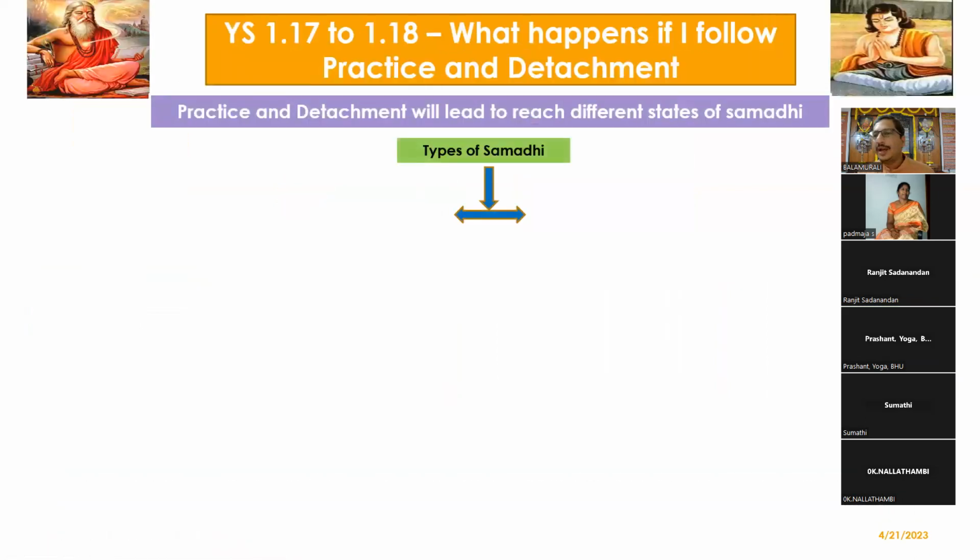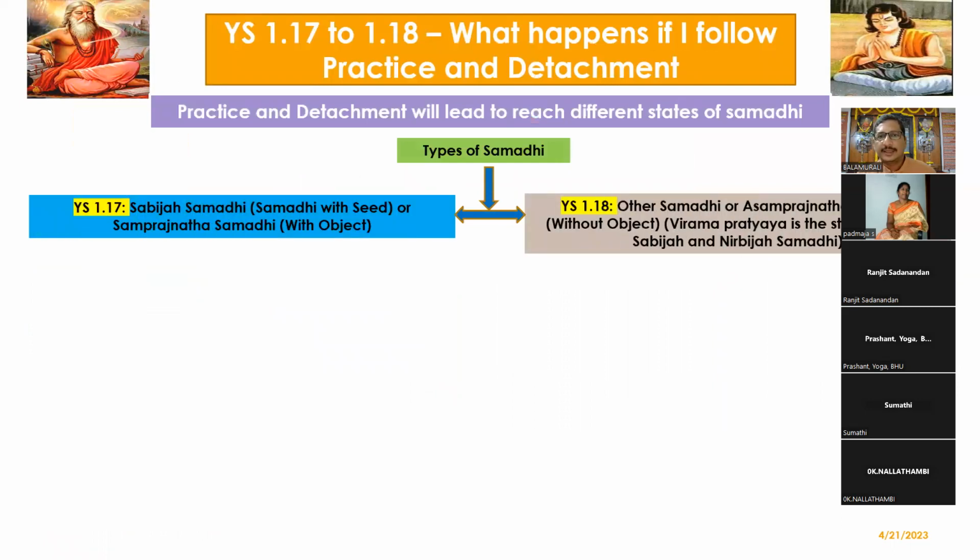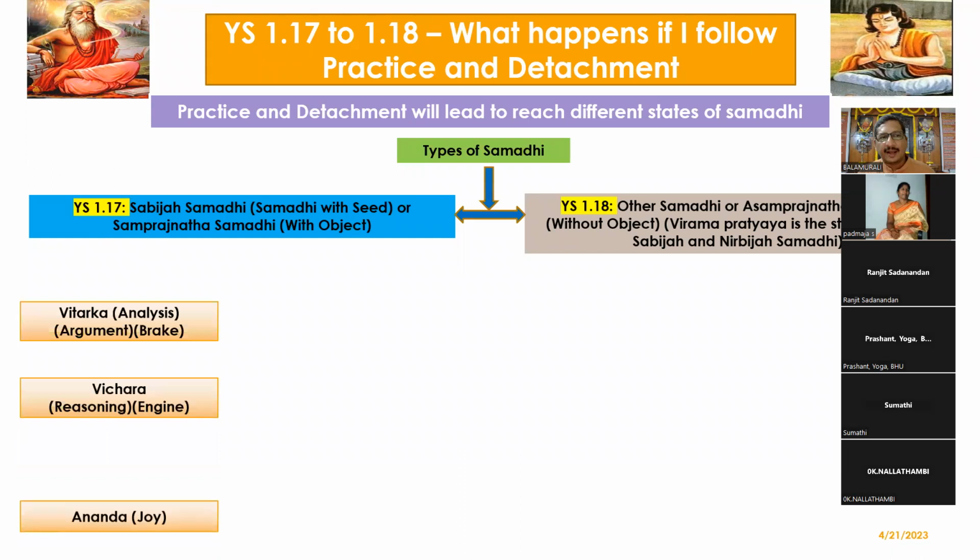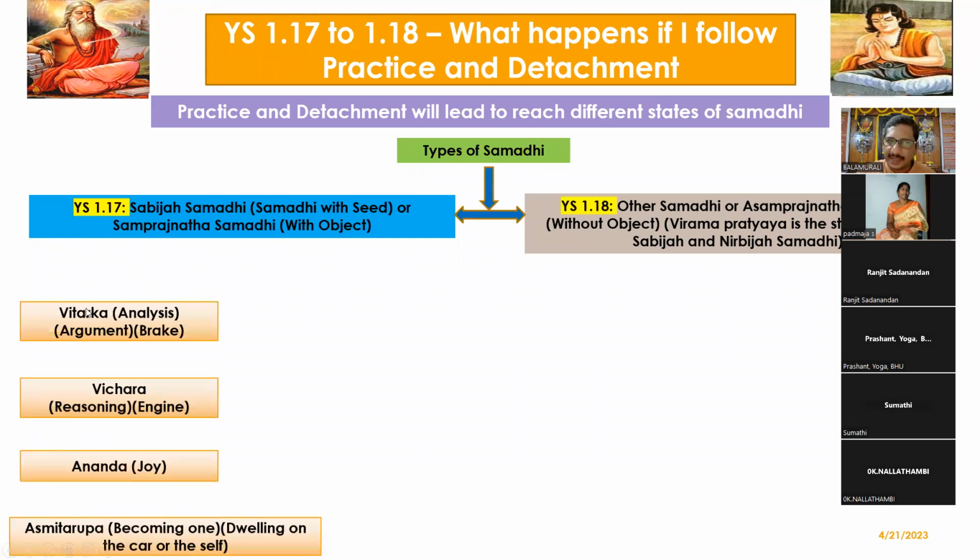Now, we draw a flow chart here. There are two broader Samadhis. This is called Sabija Samadhi, that means Samadhi with seed. The other name is Sampragnata Samadhi. The second is called Asampragnata Samadhi. Just remember the names, okay? This is called Sampragnata or Sabija, that means some seed is there, an object is there. The right side is called Asampragnata Samadhi, that means no object. Here we have seen there are four things: Vitarka, Vichara, Ananda, Asmita Rupa. Level 1, level 2, level 3, level 4.